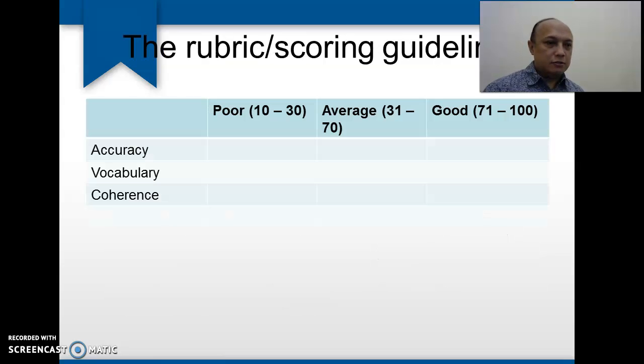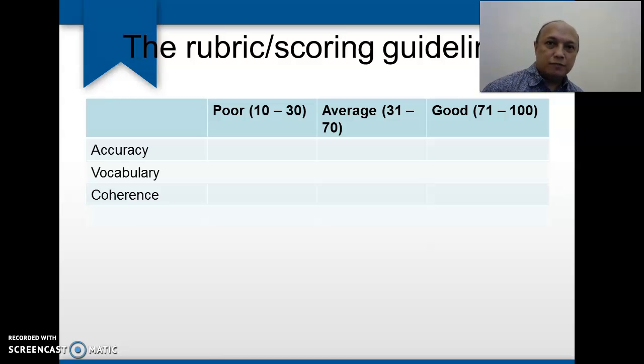Okay, that's it. So again, I come up with a rubric or scoring guideline as before. So here you draw a table like this and you have the sub-skills listed here on the first column. You have the accuracy, vocabulary, coherence, and then you have the range of qualities here from poor to average to good. And then you read a paper from a test taker, you score the accuracy, you score the vocabulary, and you score the coherence. And that's the idea of scoring a writing essay, scoring written work.